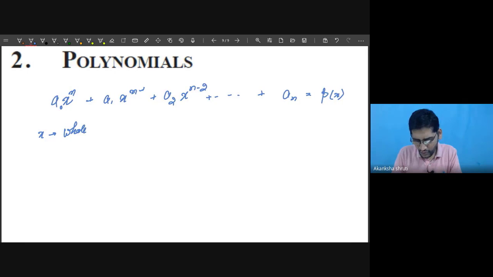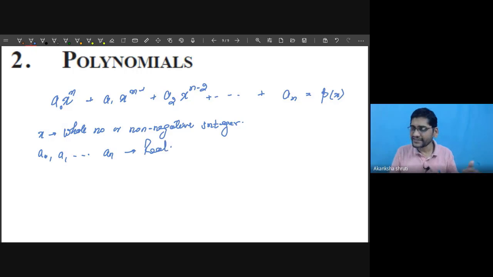So this could be a whole number or non-negative integer. Okay, and these a0, a1, all these up to an should be real. Whether it can be rational or irrational doesn't matter, but it should be real. If a coefficient is not real, then that will not be a polynomial. Now this n is called the degree of the polynomial.